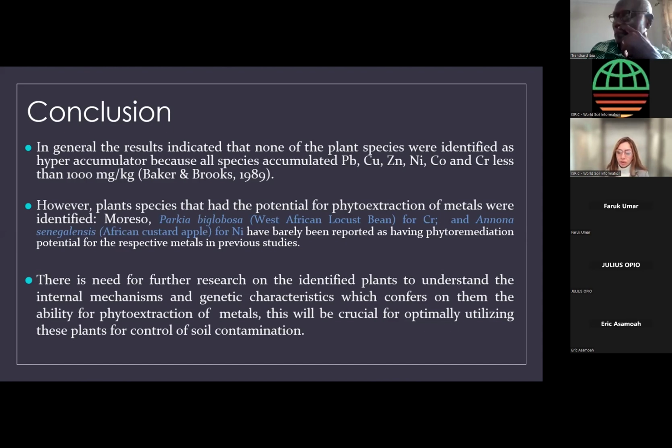And as I've said in the previous slide, the West African locust bean was identified for chromium, and the African custard apple for nickel. This I chose to emphasize because there were very few reports that have identified these as phytoextractors. So amidst all the potentials that other plants have shown, these two have barely been reported, and this research is also suggesting that the identified plants need to be further studied so that we understand the internal mechanisms and genetic characteristics which confer on them the ability of phytoextraction of metals. This will be crucial for optimally utilizing these plants for control of soil contamination.